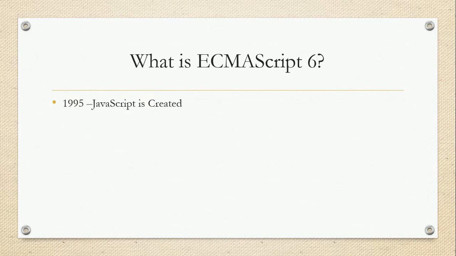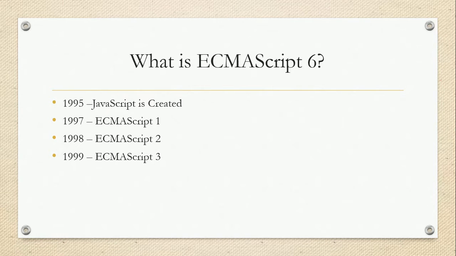With the different versions of the language for different browsers, there came the need to standardize the language. So ECMA, which is an acronym for European Computer Manufacturers Association, standardized JavaScript and released it as ECMAScript 1 in 1997. Following this, ECMAScript 2 and 3 were released in 1998 and 1999 respectively.